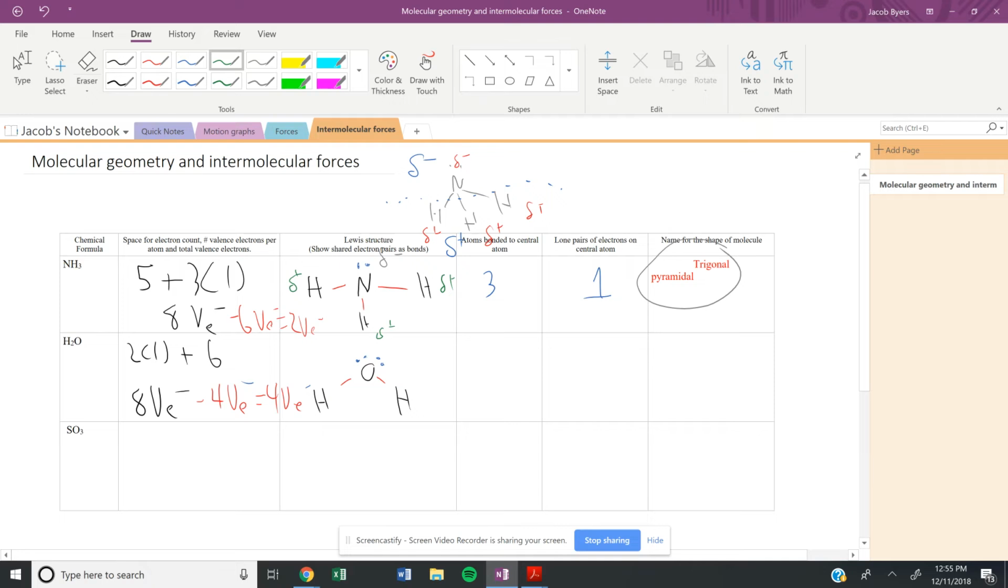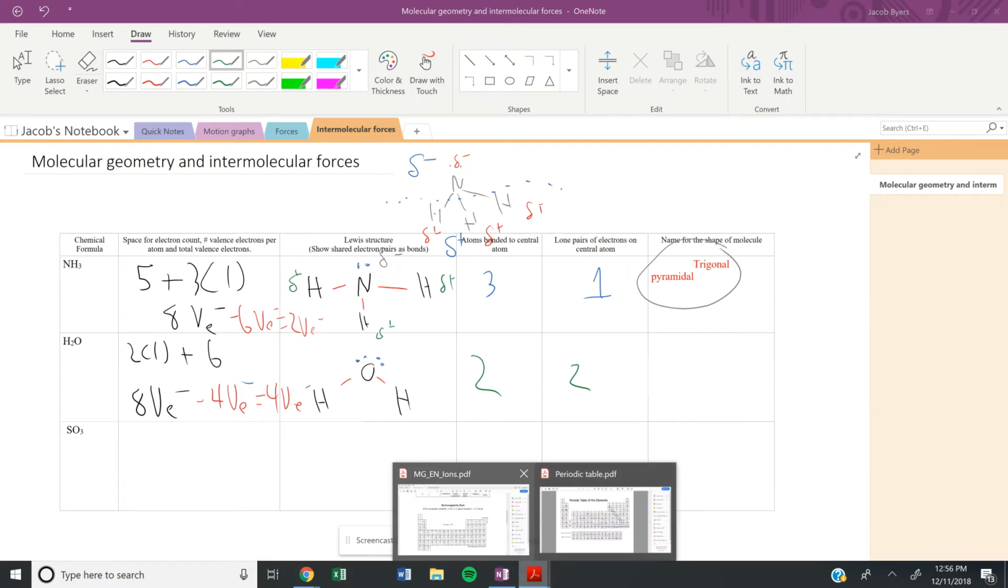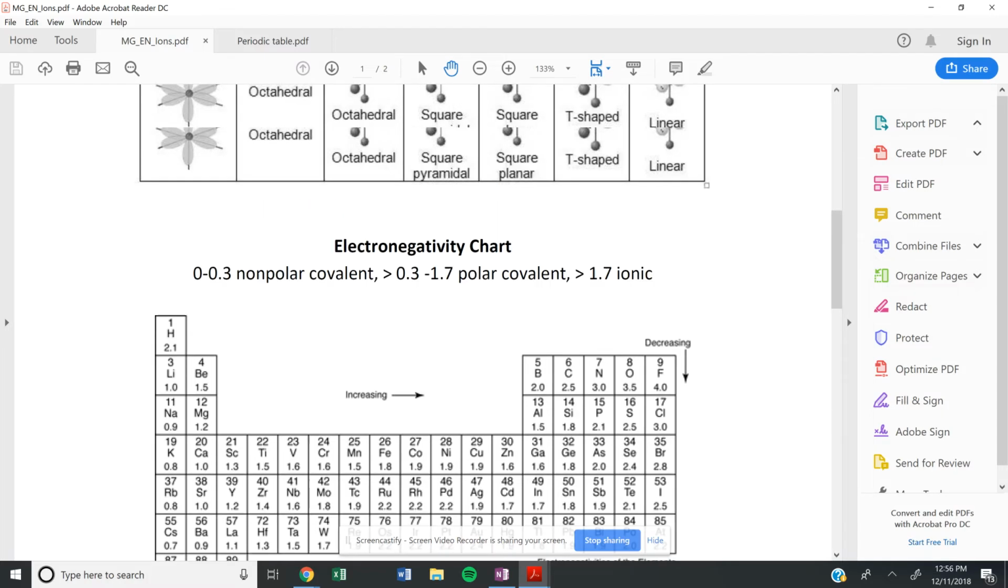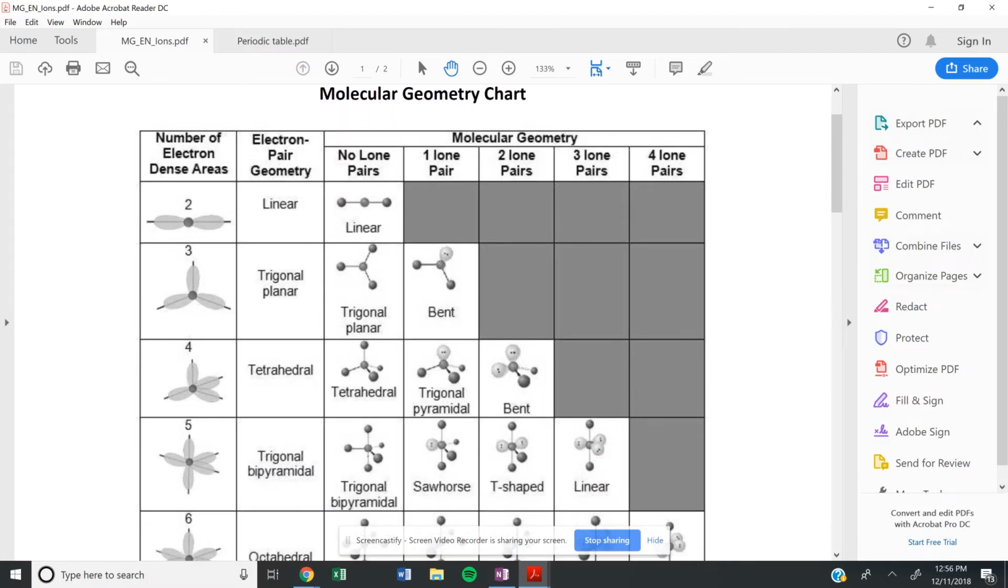Okay, that satisfies the octet rule, saying it's at its lowest possible energy state. It has 2 atoms bonded to it, and then we've got 2 sets of lone pairs, right? A pair is a set of dots, right? So every 2 dots is 1 lone pair. We go back over to our molecular geometry chart and see that if we've got 4 directions of electrons, our 2 bonds and our 2 lone pairs, with 2 lone pairs, it is going to be a bent molecule.